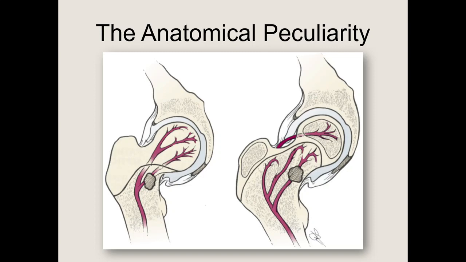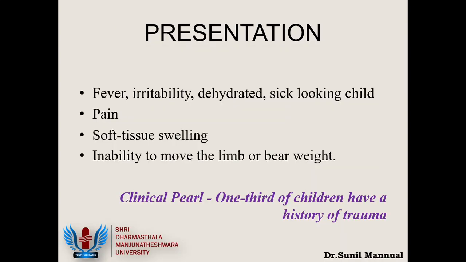So these are the anatomical peculiarities that you see in the proximal femur as well as the proximal humerus. Now coming to the presentation. Already I have told you that the child is going to present with fever, irritability, and the child is going to look very dehydrated and very sick. Basically, the child is going to present like any other child with an acute infection, like an acute pneumonia or a meningitis or an abscess in the body. So that will be the presentation.